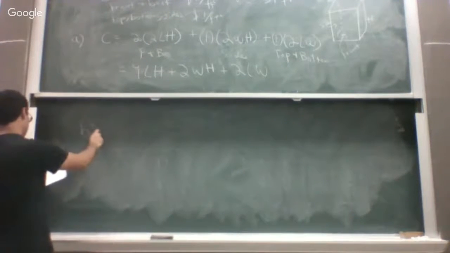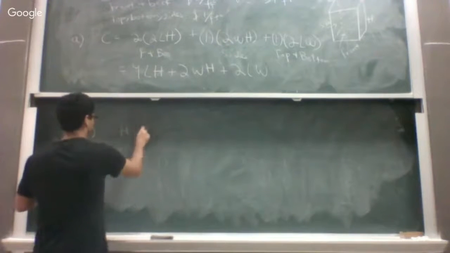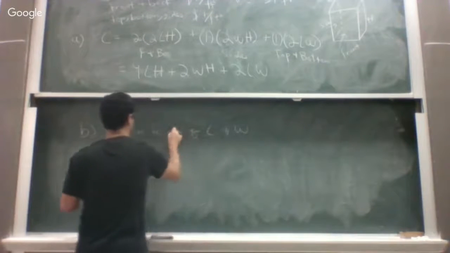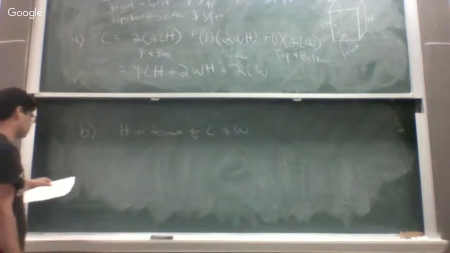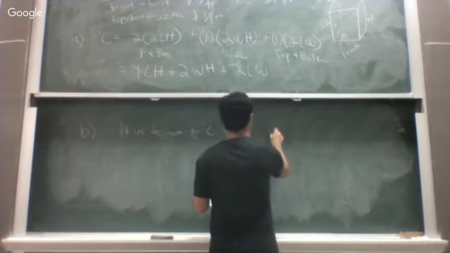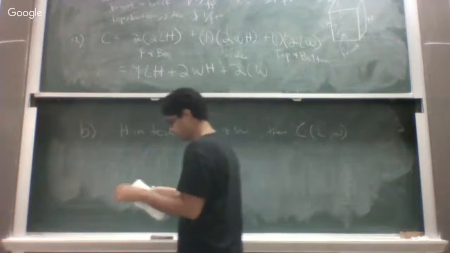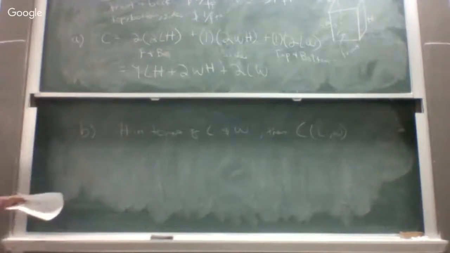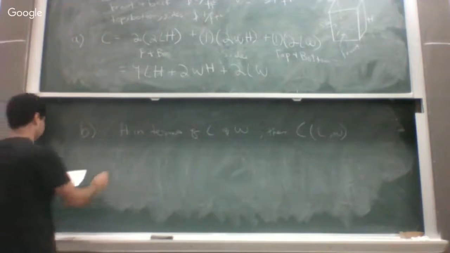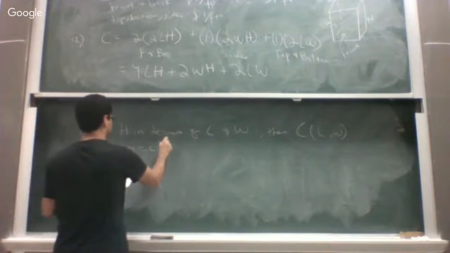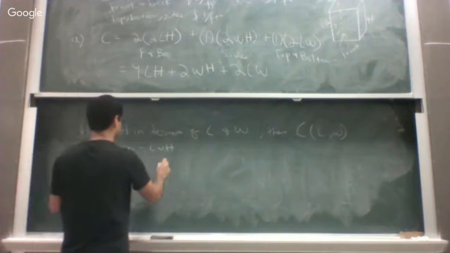Part B is find H in terms of length and width. Okay, how do we find height in terms of length and width? You solve for H. You said 54 equals length times width times height. 54 is equal to LWH, so H is equal to 54 over LW.